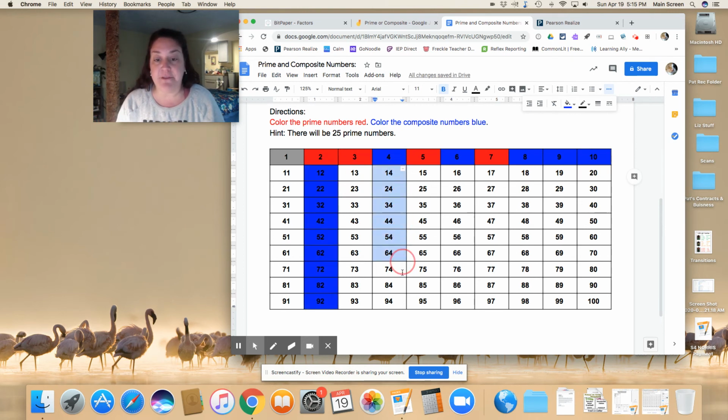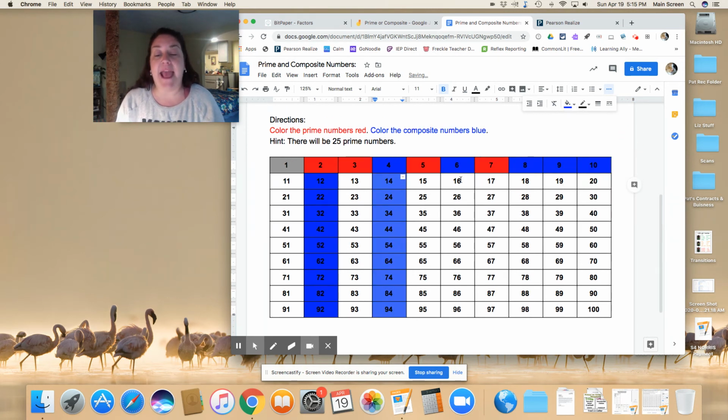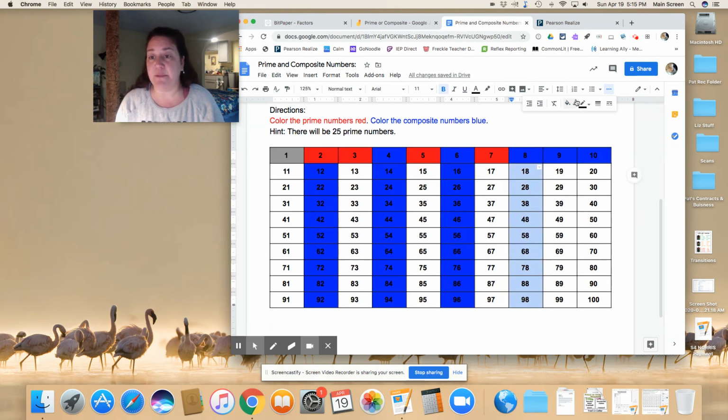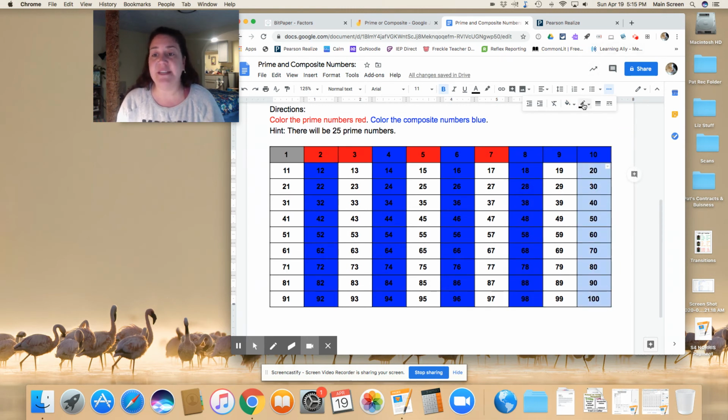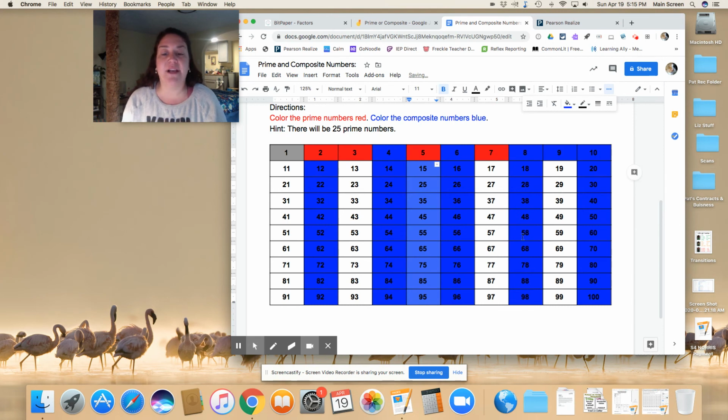I would also do that for the row of 4, make them all blue because 4 is an even number. This row of 6, all the numbers that end in 6, they are all even numbers. That makes them composite. This whole row of 8, all the numbers that end in 8, those are composite. This whole row of 0 that end in 0, those are composite because you can divide them by 2 and 5. Okay, the other trick I showed you, all numbers besides 5 that end in 5 are divisible by 5. So that means that they're composite.